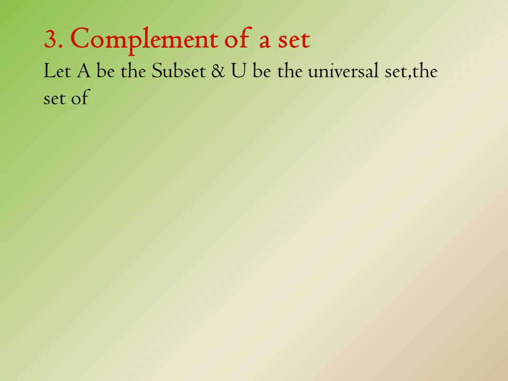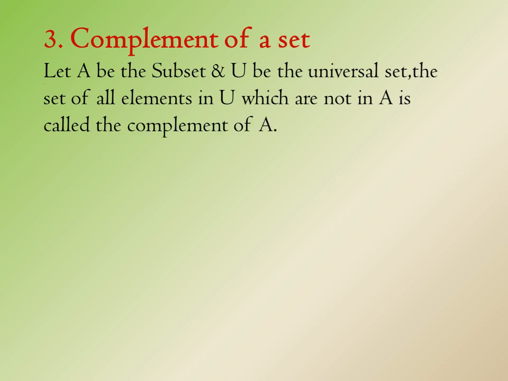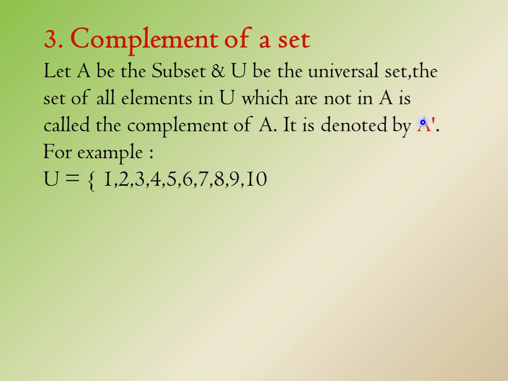The next set which we are going to learn is the complement of a set. Let A be the subset and U be the universal set. The set of all elements in U which are not in A is called the complement of set A. It is denoted by a symbol like this. This is new to you, the complement symbol. Please make a note of that.